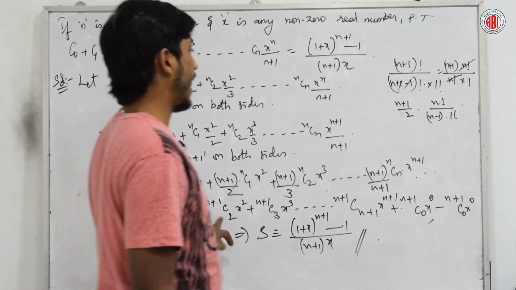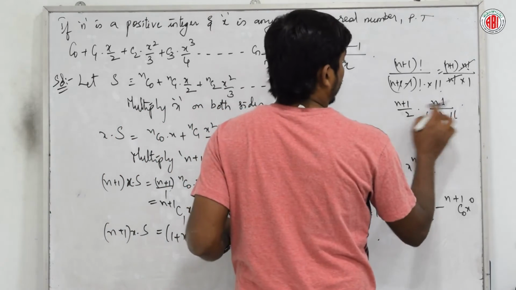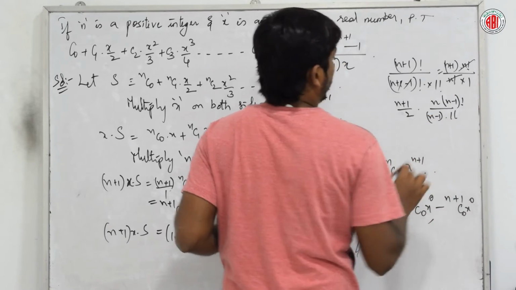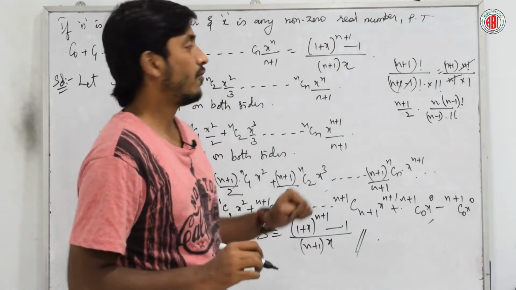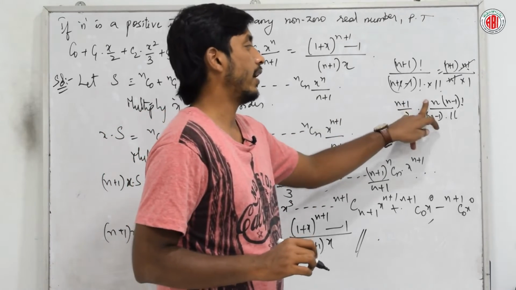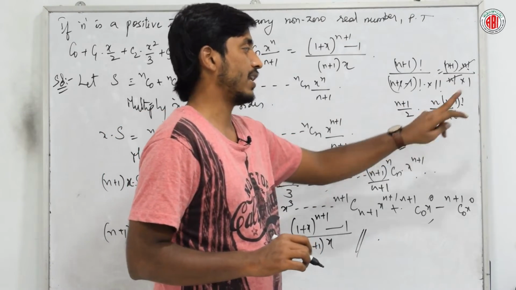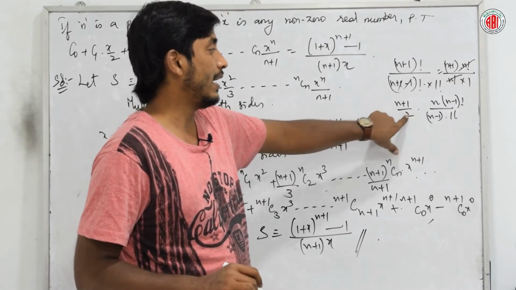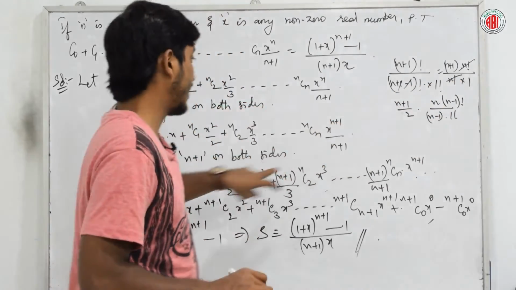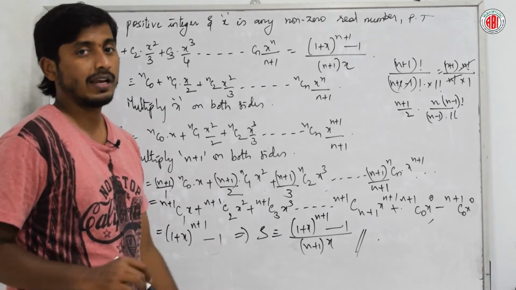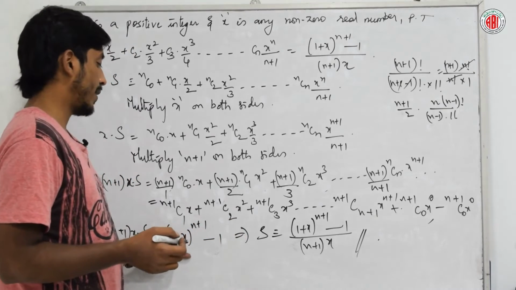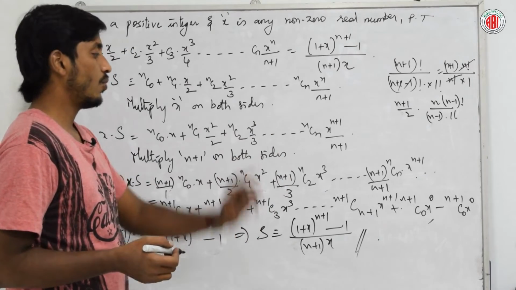Can I write it as n into (n minus 1) factorial, right? What is it? (n plus 1) n into (n minus 1) factorial by (n minus 1) factorial. This whole thing is nothing but n plus 1 C 2 into 1 factorial, that is n plus 1 C2. Right, try to understand in that way so that we can simplify and write it as (1 plus x) whole power n plus 1 and minus 1.